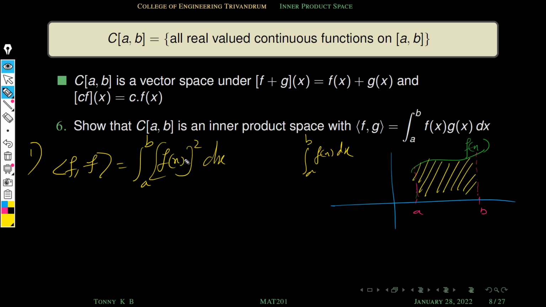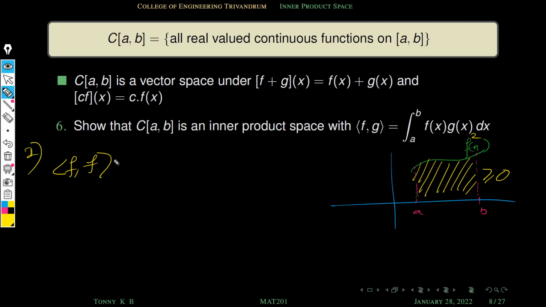Then what is the advantage of f of x square? This new function is always non-negative. So f of x square is something like that. Always its value is on the positive side. So what about this area? The area is also greater than or equal to 0. So it is clear that this integral value is always greater than or equal to 0. So this function satisfies our first axiom.